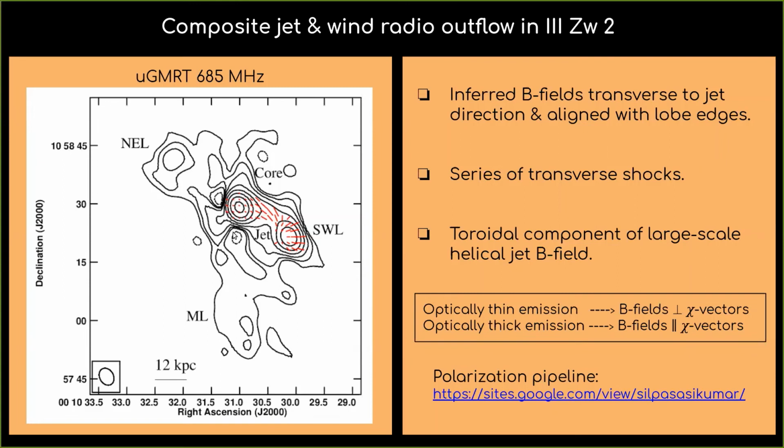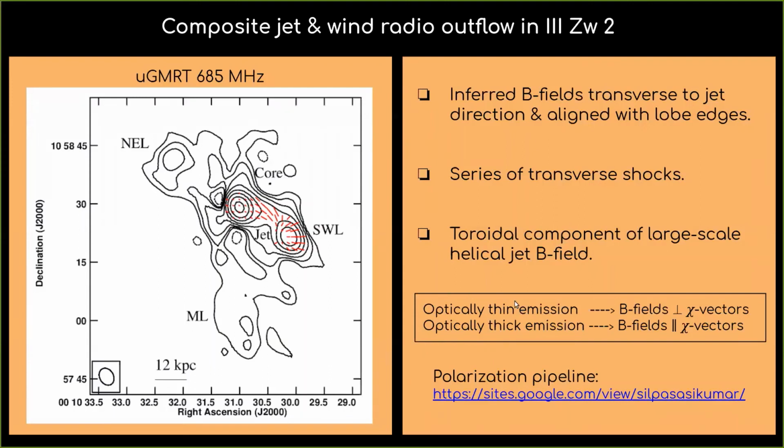We also detect a misaligned lobe to the south in the UGMRT image, which was not detected in the higher resolution VLA observations. The red ticks here represent electric polarization vectors whose lengths are proportional to fractional polarization, and fractional polarization is the ratio of polarized intensity to total intensity. So the regions where you find longer ticks are the ones with high fractional polarization, whereas the regions with shorter ticks are less polarized regions. Also, the orientation of these vectors is determined by the polarization angle.